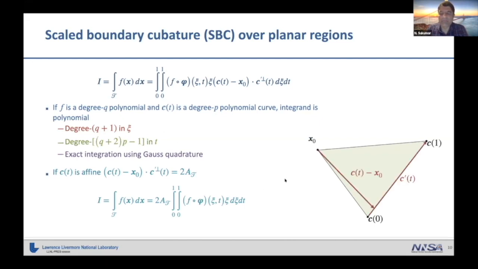So this is c prime t here, and the normal is in this direction. This is ct minus x naught. And therefore, you can think of this 2a, which will appear again afterwards, as ct minus x naught dotted with this perp, or the determinant of this, comma, c prime t. So in the specific case when ct is affine, so if you have basically a triangle, then you get the simplified expression, because you can get rid of this term.